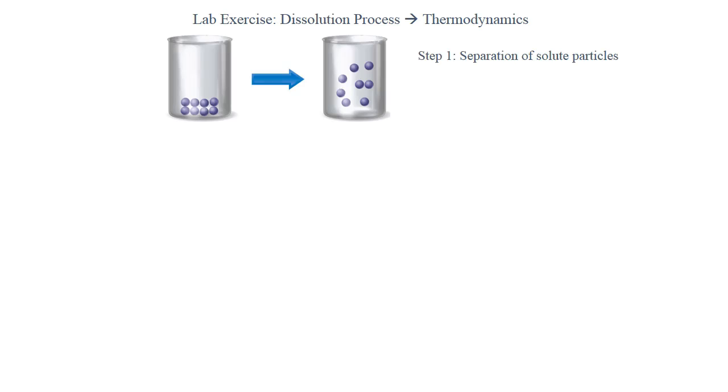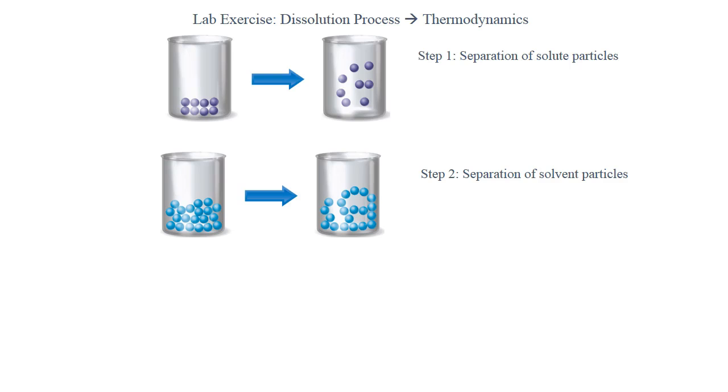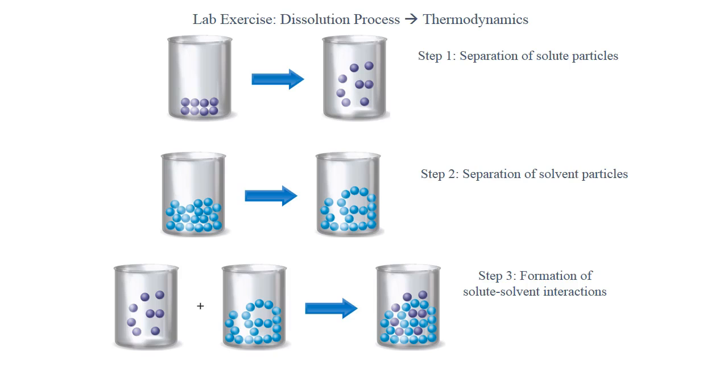So when we think about this dissolution process, it's helpful to think about it as a series of steps. We're going to separate the solute particles, which are shown here in purple. We're going to separate the solvent particles, which are shown here in blue. And then we're going to bring them together in step 3 and form these solute-solvent interactions where we form the solution phase.